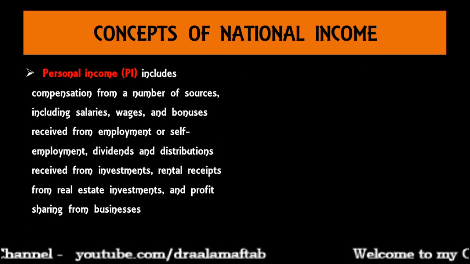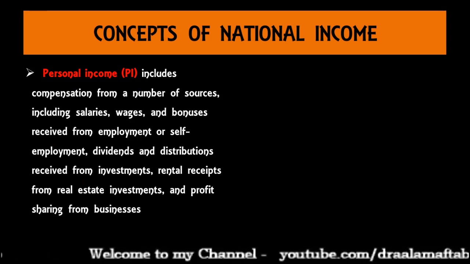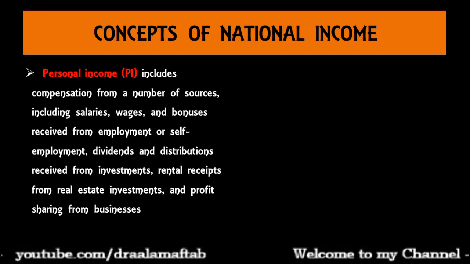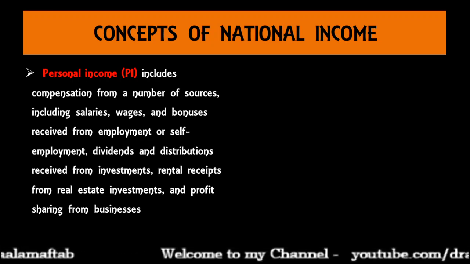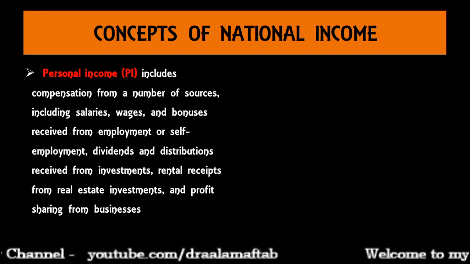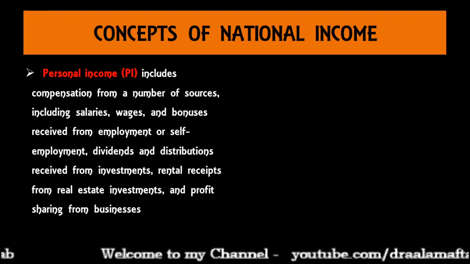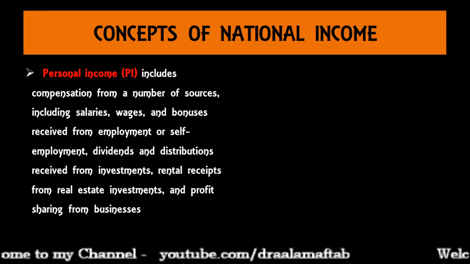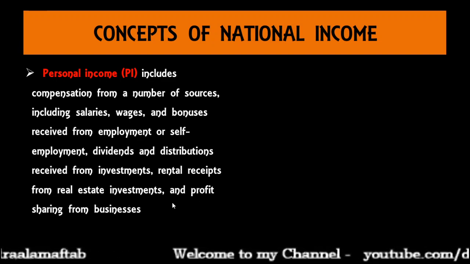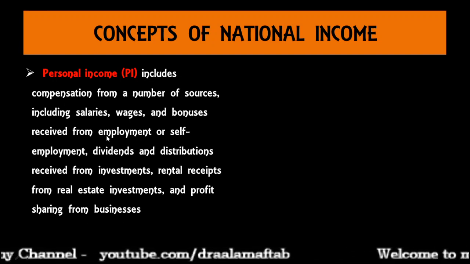Next concept is personal income. Personal income is the income from different sources. Compensation from a number of sources, including salaries or wages or bonuses received from employment, or you can earn from self-employment. You can earn dividend by investing in shares and distribution received from investments. You can earn rental income also. So from real estate investment, you can earn profit from your businesses. So personal income includes many components.